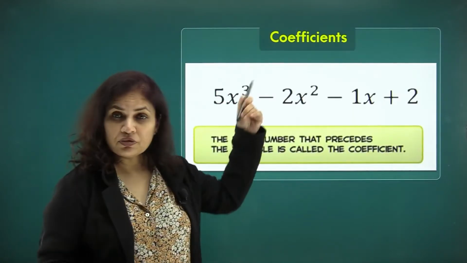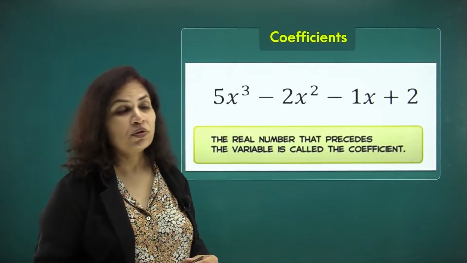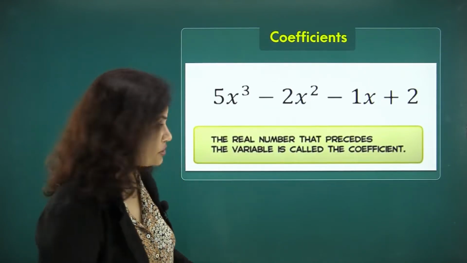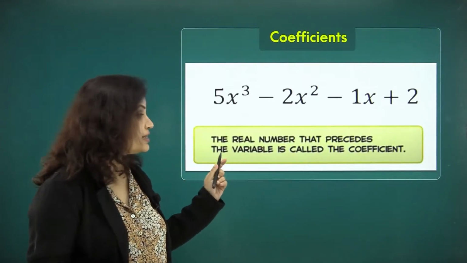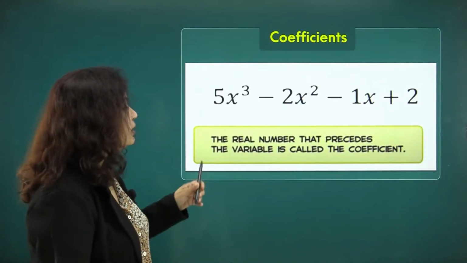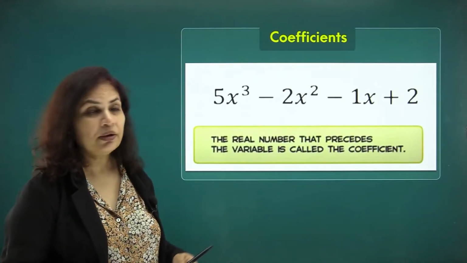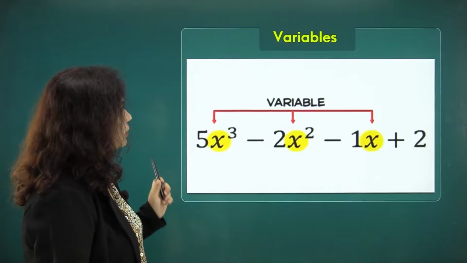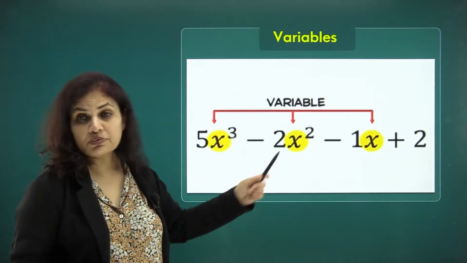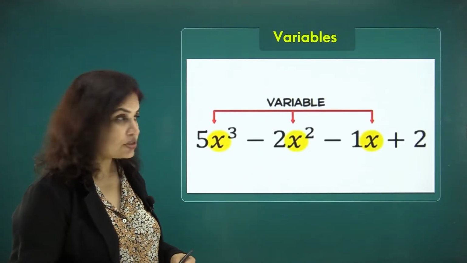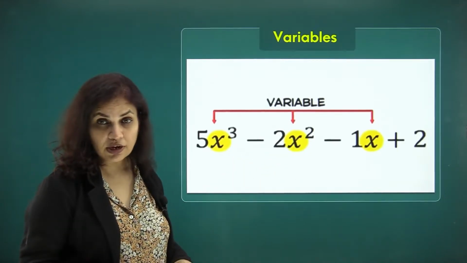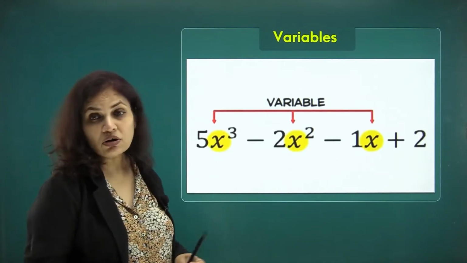So, coming to the first term, coefficients. Coefficients are the numericals which are multiplied with the variables. So, the real numbers that precede the variable, precede means just before the variable, that are multiplied with the variable, are called the coefficients of the polynomial. Variables are the letters of the English alphabet whose values are not known, whose values are not constant.